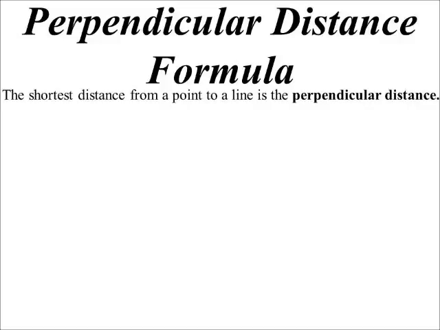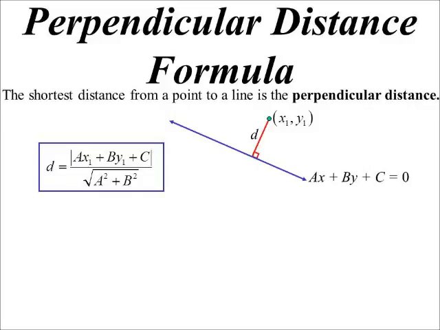This is where this formula comes in handy when we want to find that shortest distance from a point to a line. There's our point, call it x1, y1, and there's our line. Now, to make use of this formula, we put the line in general form. And we just want to find that perpendicular distance d. And there it is in all its glory.